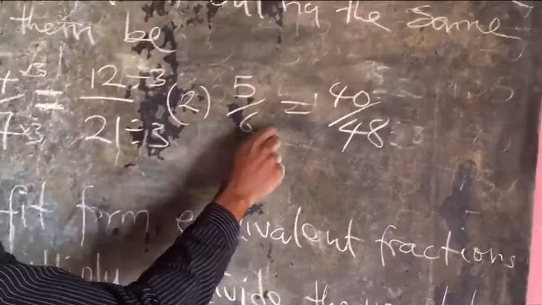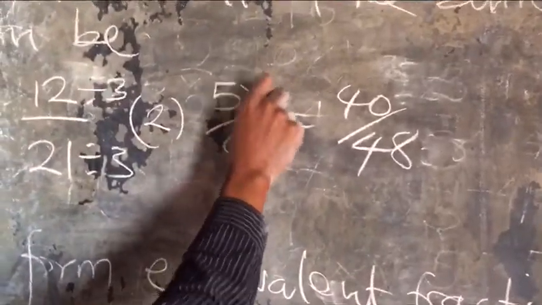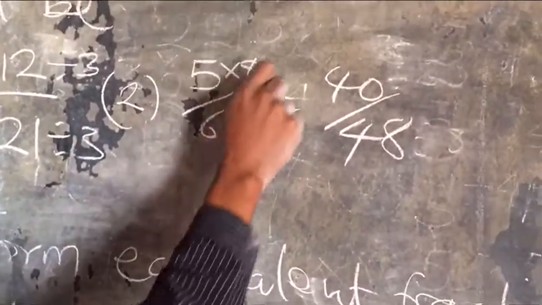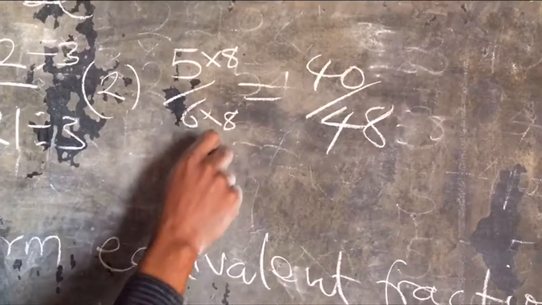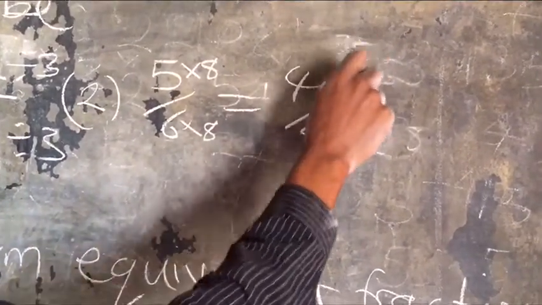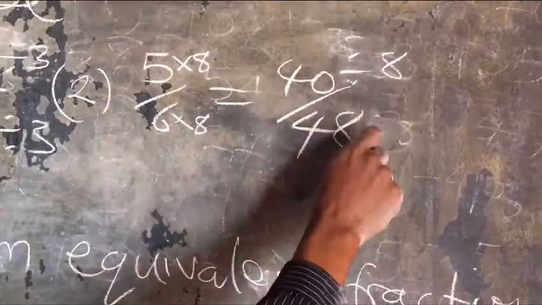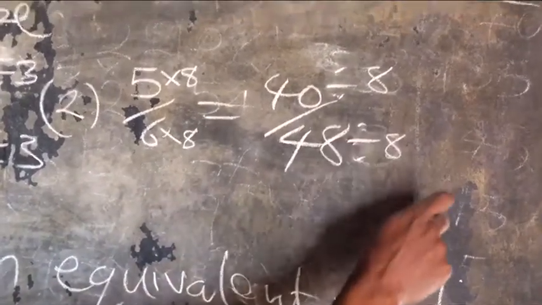So for here too, if I times this one by 8, I will get 40. If I times this one by 8, I will get 48. If I divide this one by 8, I will get 5. If I divide this one by 8, I will get 6.